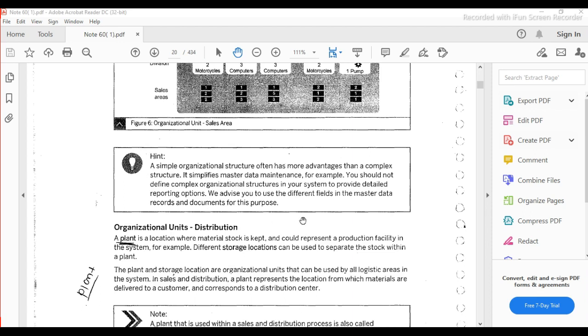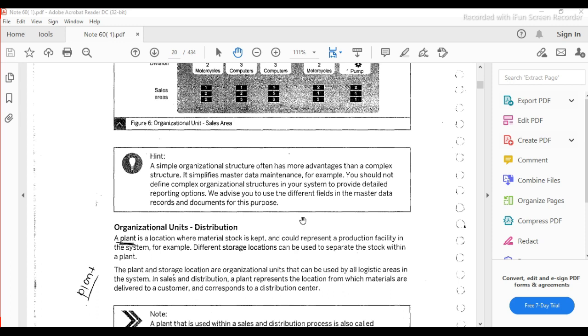Now this is an example. A simple organizational structure often has more advantage than a complex structure. It simplifies master data maintenance. For example, you should not define a complex organizational structure in your system to provide detailed reporting options. We advise you to use the different fields in the master data record and document for this purpose. Now SAP recommends don't use n number of sales organizations because it will make your system clumsy and complex. So try to keep your sales organizations to a minimum so that your system will not get complex.